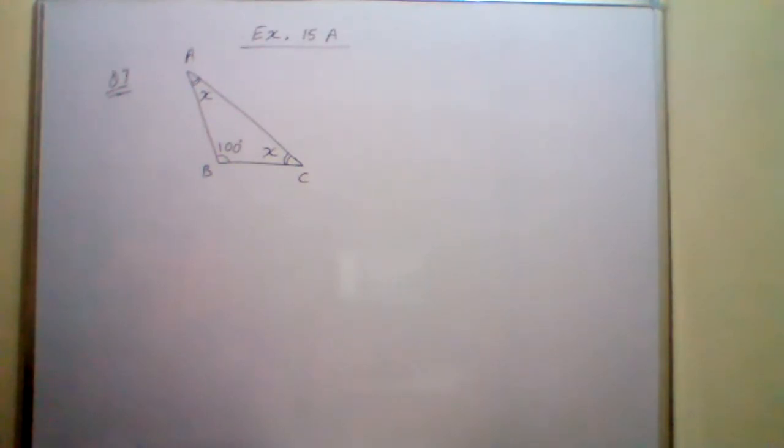Okay, question 8. Do question 8 also now. Can you all try this? Question number 8. Okay, I will help you with this. In question 8, there is an isosceles triangle. Do you all know what is an isosceles triangle? Yes, sir. A triangle having two sides equal.